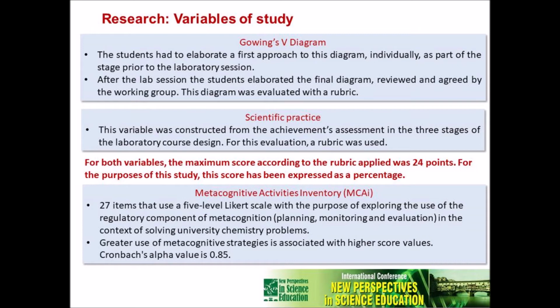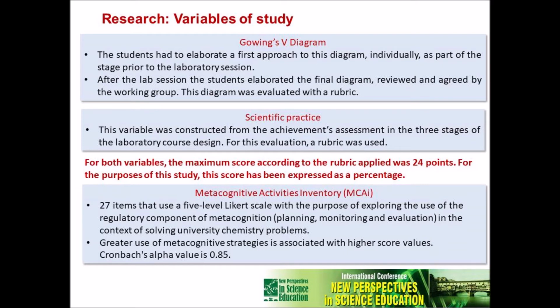The second variable was called scientific practice. This variable was constructed from the achievements assessment in the 3 stages of the lab course design. For this evaluation, a rubric was used. For both variables, the maximum score according to the rubric applied was 24 points. For the purposes of this study, this score has been expressed as a percentage.